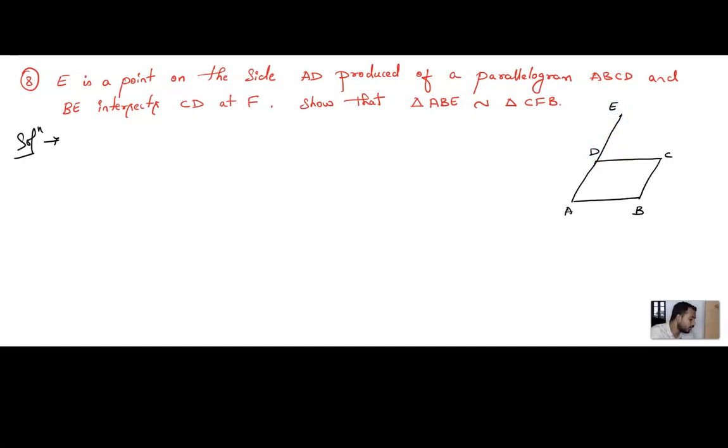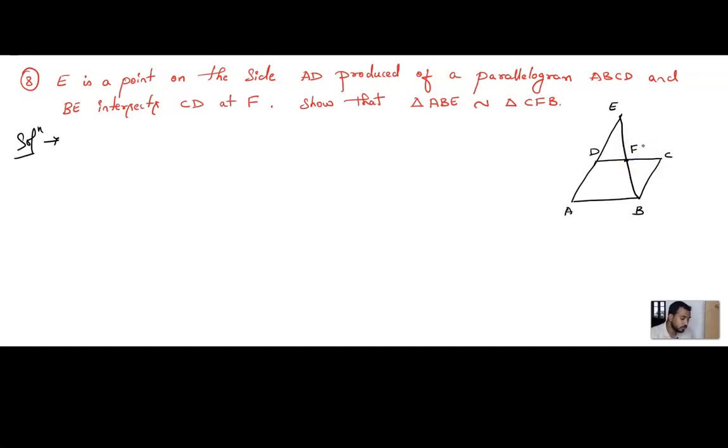So we have extended. E is a point on the side AD of a parallelogram ABCD, and BE intersects CD at F. So shall we join this BE? BE intersects at F. So this is the point which is intersecting at F.